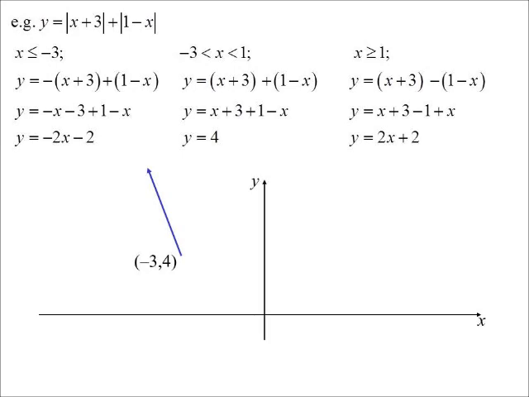It'll stop at -3, and the y value at that point, coincidentally, is 4. I suppose that's not that amazing, consider what the middle section's doing. So I just draw that piece. In the middle, it's the horizontal line. And then on the right-hand side, it's y equals 2x plus 2. And there's our graph. y equals the absolute value of x plus 3 plus the absolute value of 1 minus x. So deal with where the boundaries change, if you like, where it changes from plus to minus.